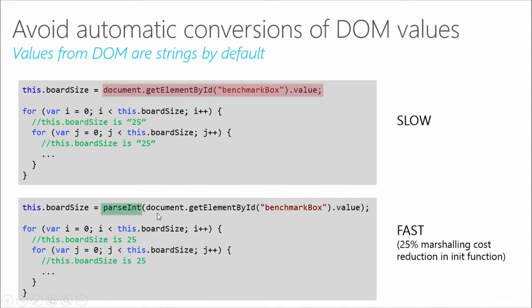So a better way of doing that is to call a method called parseInt, taking that string, in this case 25, and parsing it into a border size, which is an integer 25, and then using that in the loop. As a result, the original is quite a bit slower. And if we convert into an integer right at the beginning, it could actually save you 25% of marshalling time.